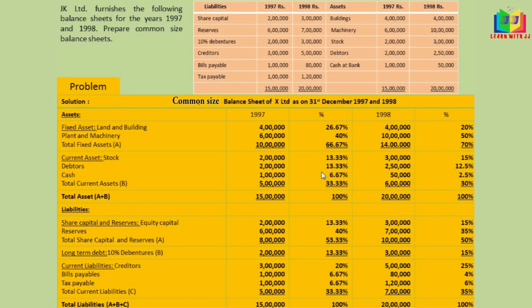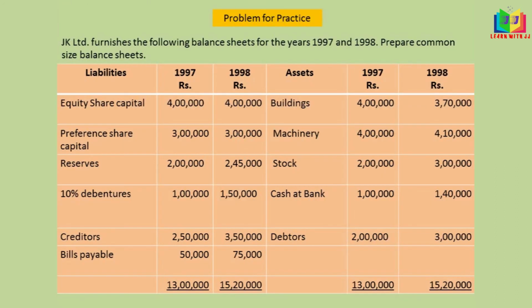For the common size income statement, we have to take the sales as base, but for this common size balance sheet we have to take the total of your assets and total of your liabilities as your base. Okay, I have given you a small problem for you to practice.